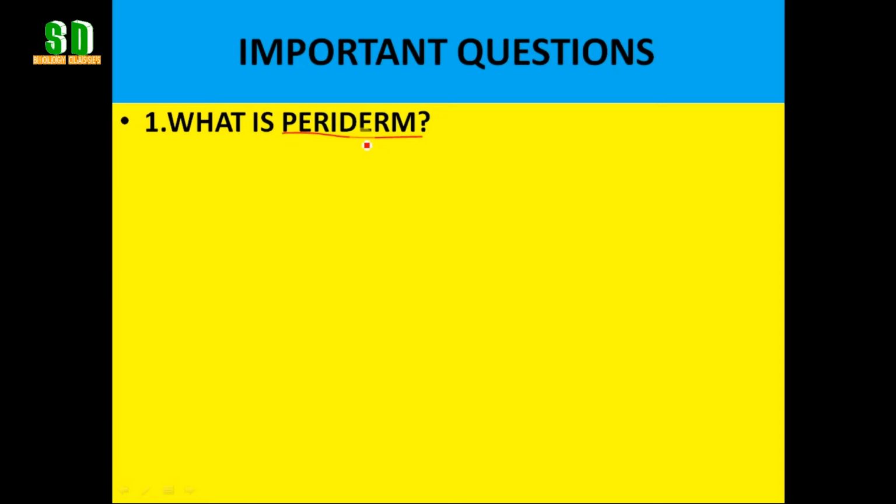The three layers during the cork formation, that is the cork cambium or phellogen, the cork or phellem, and the secondary cortex or phelloderm, together are called the periderm. Now we have the second question.